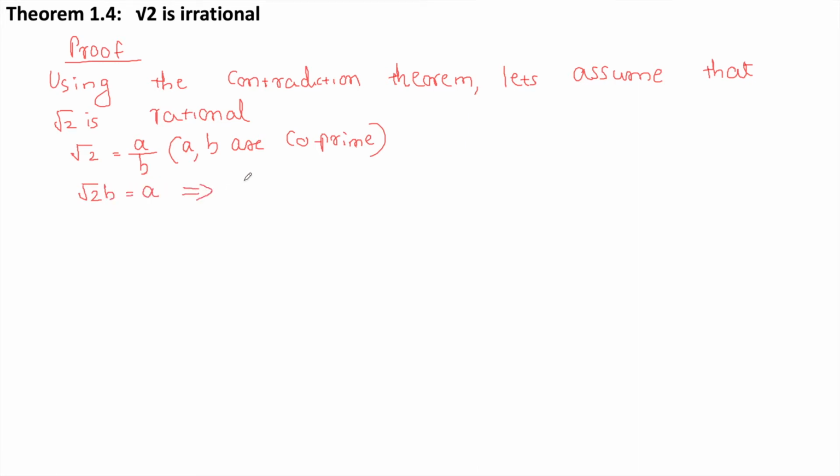After this, I am squaring both the sides. Root 2b the whole square is equal to a square. This means 2b square is equal to a square. After squaring, we get like this: 2b square is equal to a square. And I am rewriting it as a square is equal to 2b square. Okay, a square is equal to 2 into b square means what? 2 is the factor of a square. That means 2 divides a square.